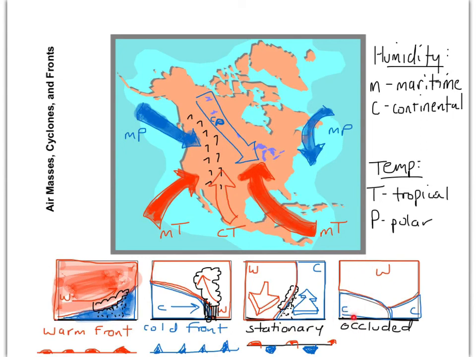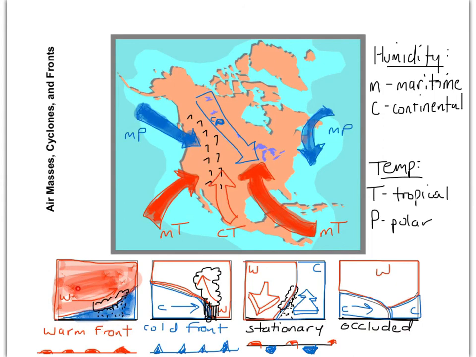On the left-hand side, we've got a cold front, right? Cold air is pushing underneath warm air right here, and so that's exactly what we see right here. On the right-hand side, we see a warm front. That is, warm air is gradually rising up over cold air, which is what we see here. And this is exactly what's happening.